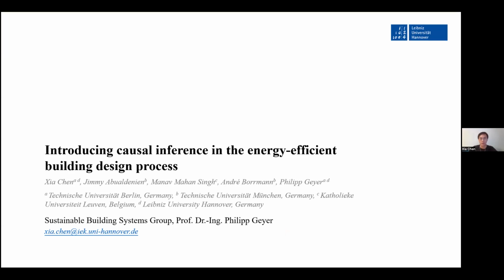Today, I would like to introduce causal inference in the building engineering domain, and more specifically put it into the context of the energy efficient building design process. Why is it necessary, and how would it shape the landscape of our domain research?